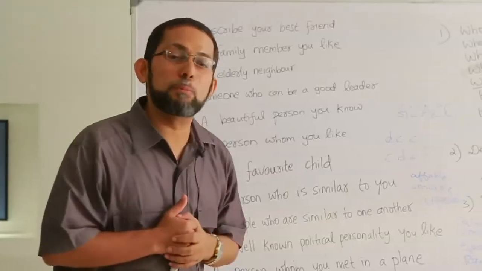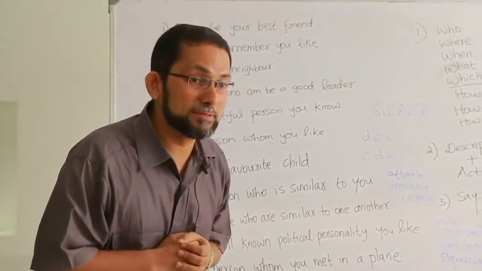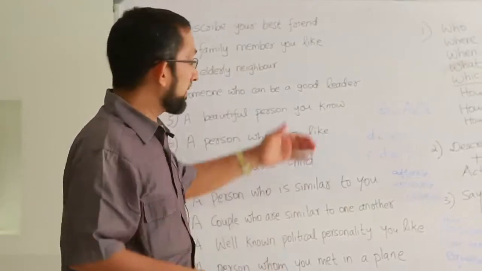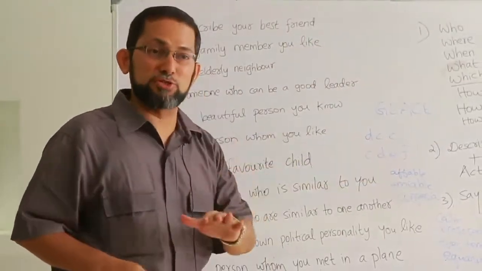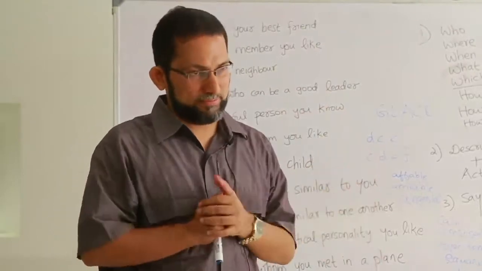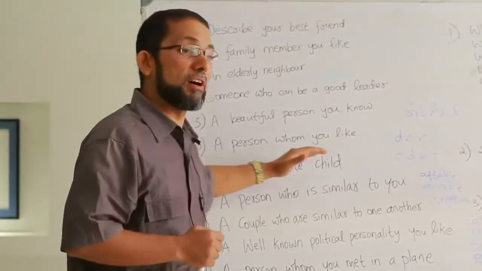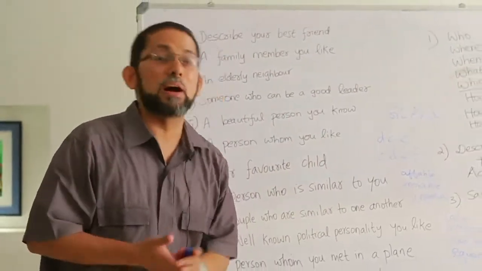Next one, a beautiful person whom you know. And that beautiful person you know would be? My best friend who dash. Same thing. You can have the same answer, no change. First you give a connection and then the rest is all the same. Okay, and you could have the same answer. And perhaps next, a person whom you like would be my best friend.